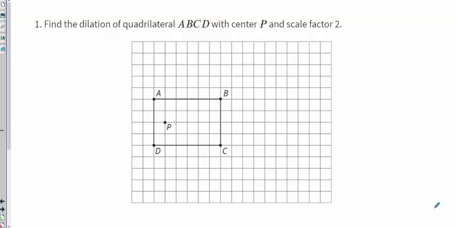Okay, this first part, it says, number 1, find the dilation of quadrilateral ABCD with center P and a scale factor of 2. So we have a center of dilation of P. So if we go to P and draw a line or a ray out from P through all these points, and I'm making them extra long because I don't know where my points are going to end up at this point.